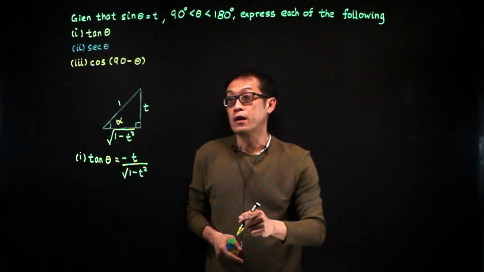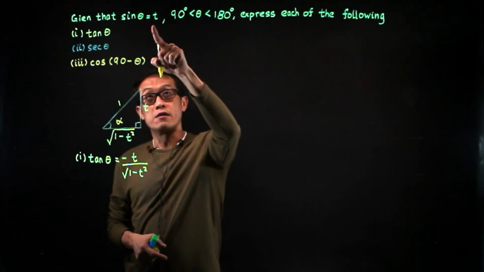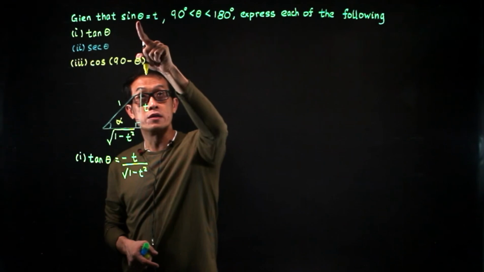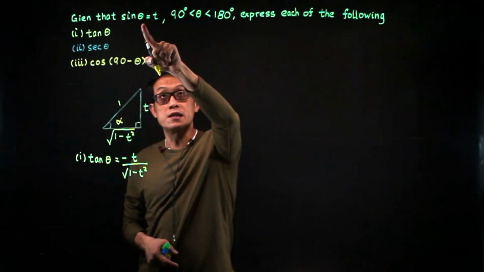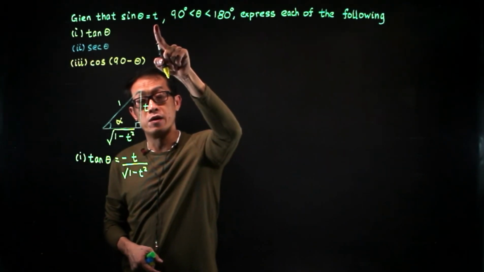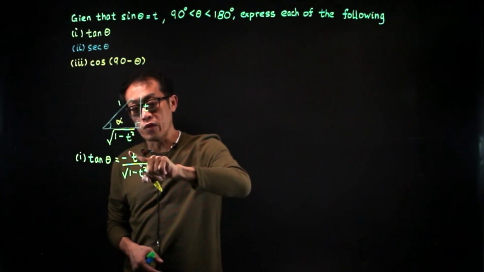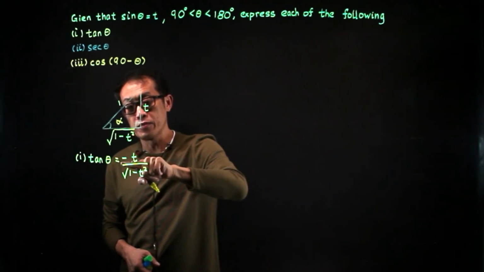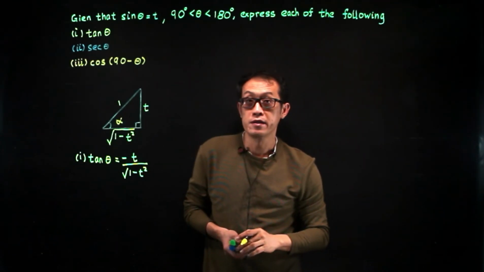Okay. Now, your theta over here is in which quadrant? Theta over here is in the second quadrant. So if theta is in the second quadrant, sine theta is positive in the second quadrant. That means t is positive. Now, if t is positive, then for your tangent to be negative, you have to put a negative. Okay? You have to watch out for that.